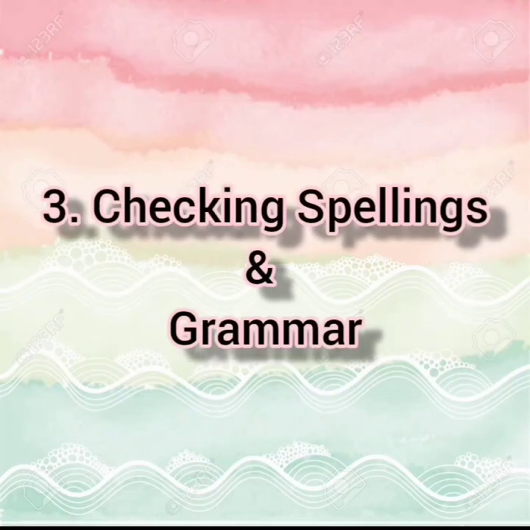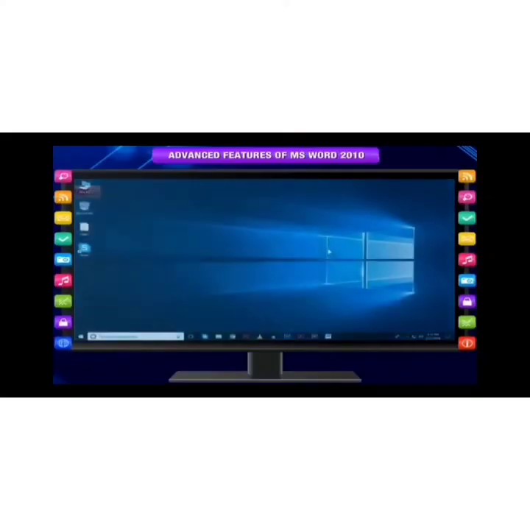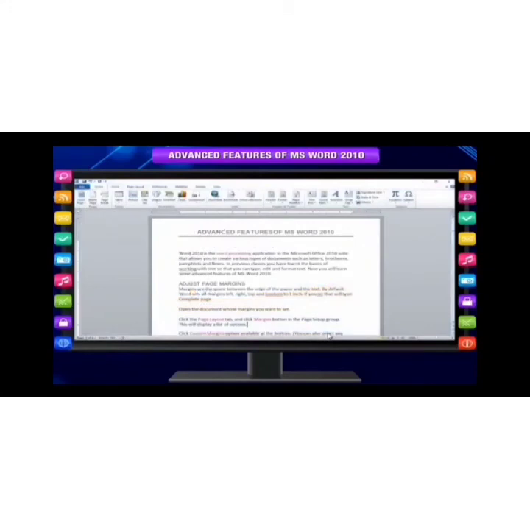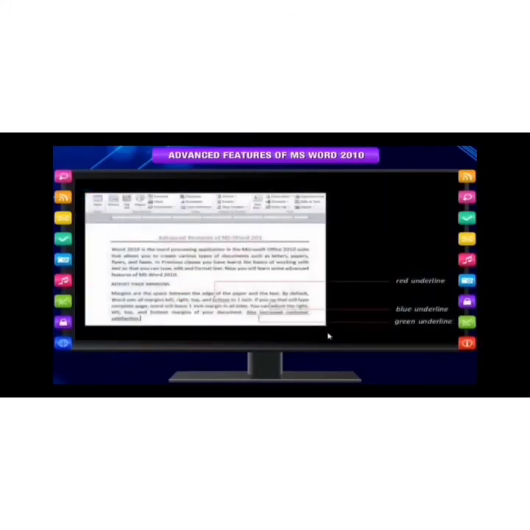This topic is checking spelling and grammar. So let's learn about it. MS Word enables you to search and correct all spelling and grammatical mistakes in your document. Word identifies misspelled and misused words as well as grammatical errors in the following way. A red line beneath identifies spelling errors. A blue underline identifies a correctly spelled but misused word. And the green line identifies grammatical errors.